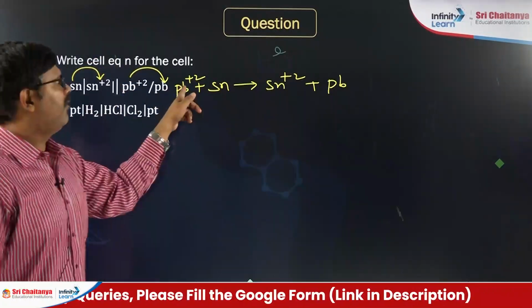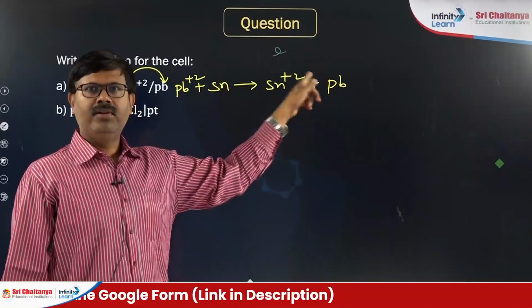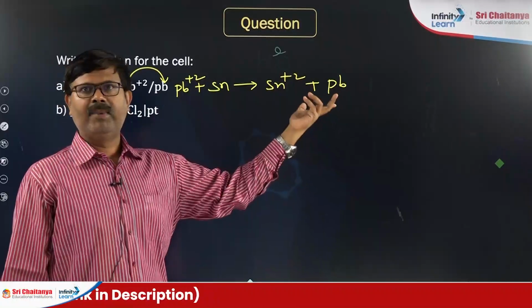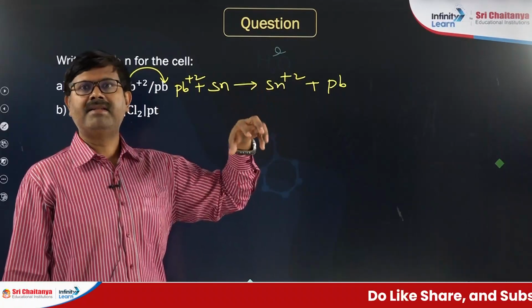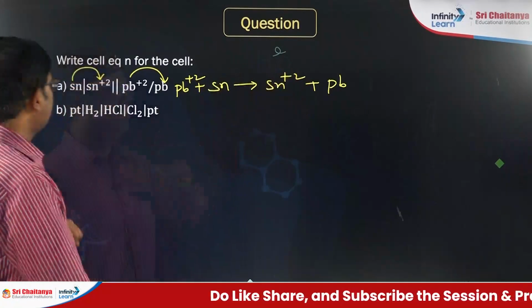And if you see, the number of electrons involved for lead is 2, for tin also 2. So if the number of electrons are balanced and atoms are also balanced, that is called the balanced chemical equation. It is already balanced. Next, look at this.